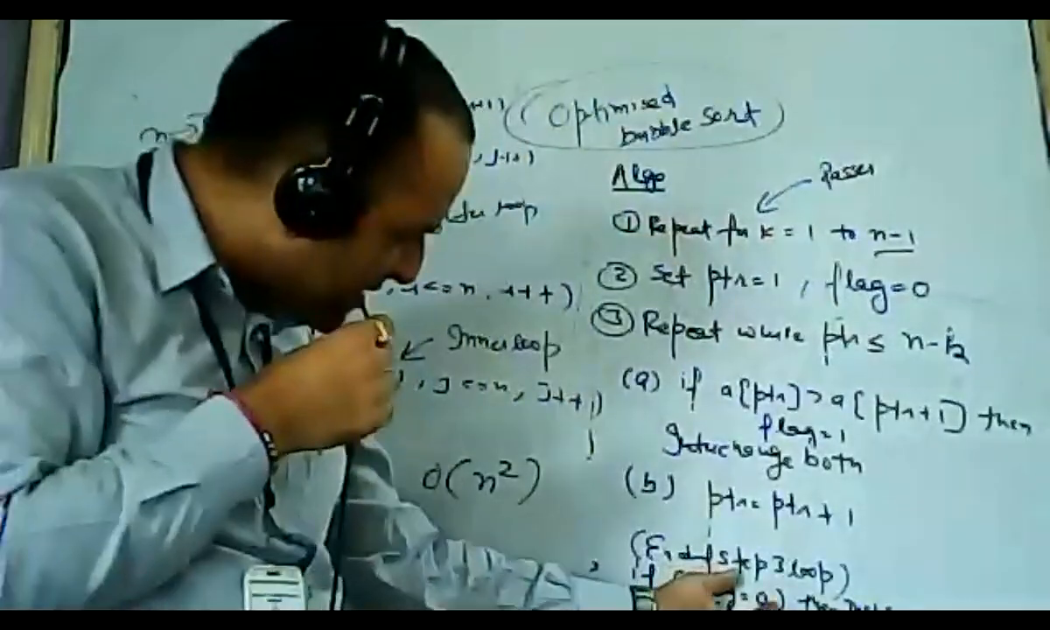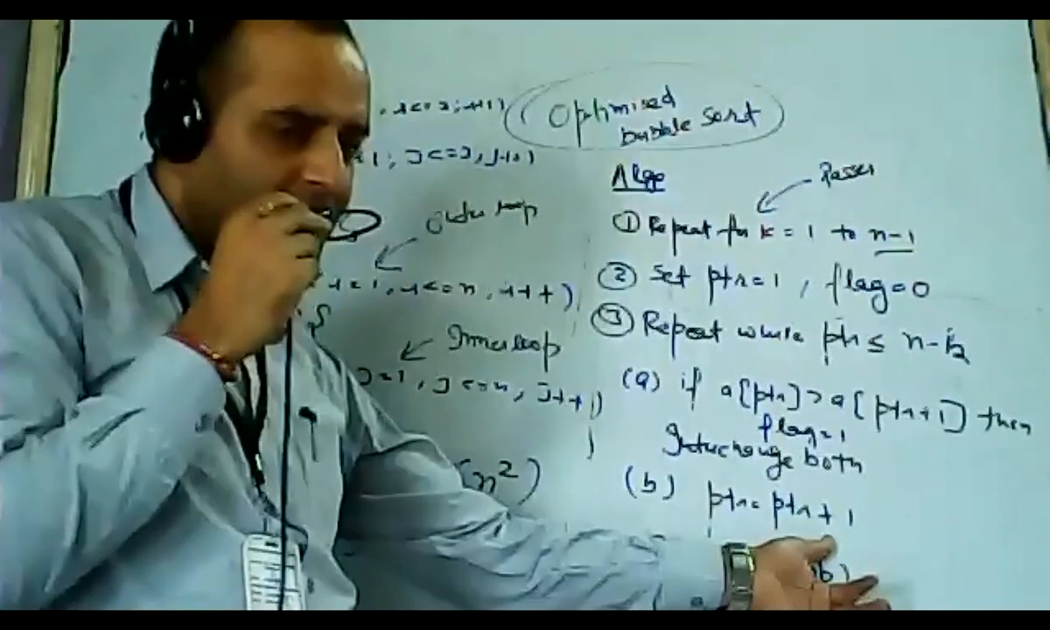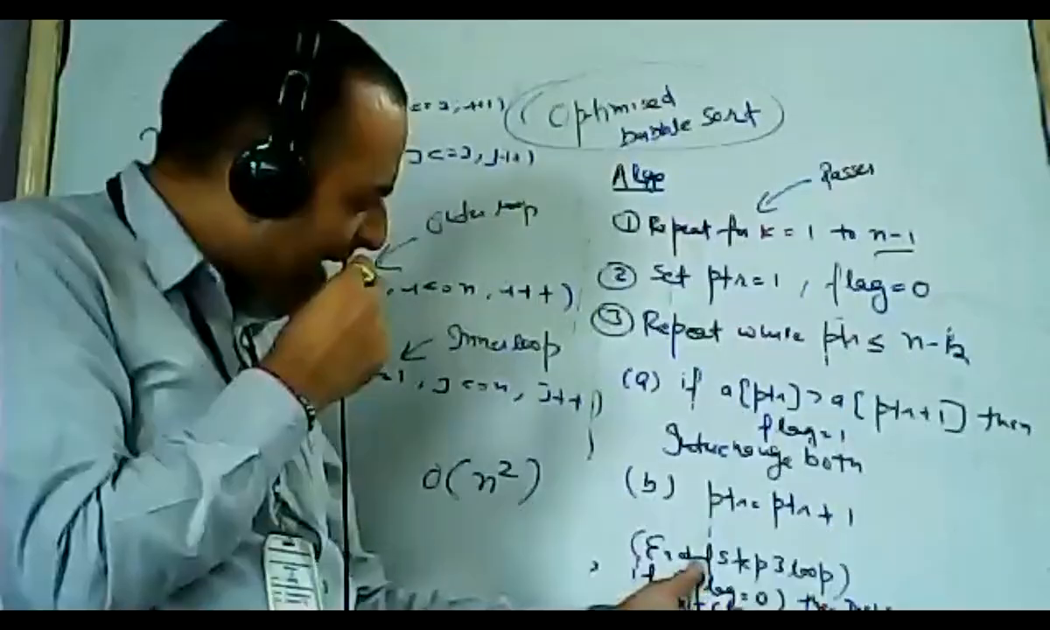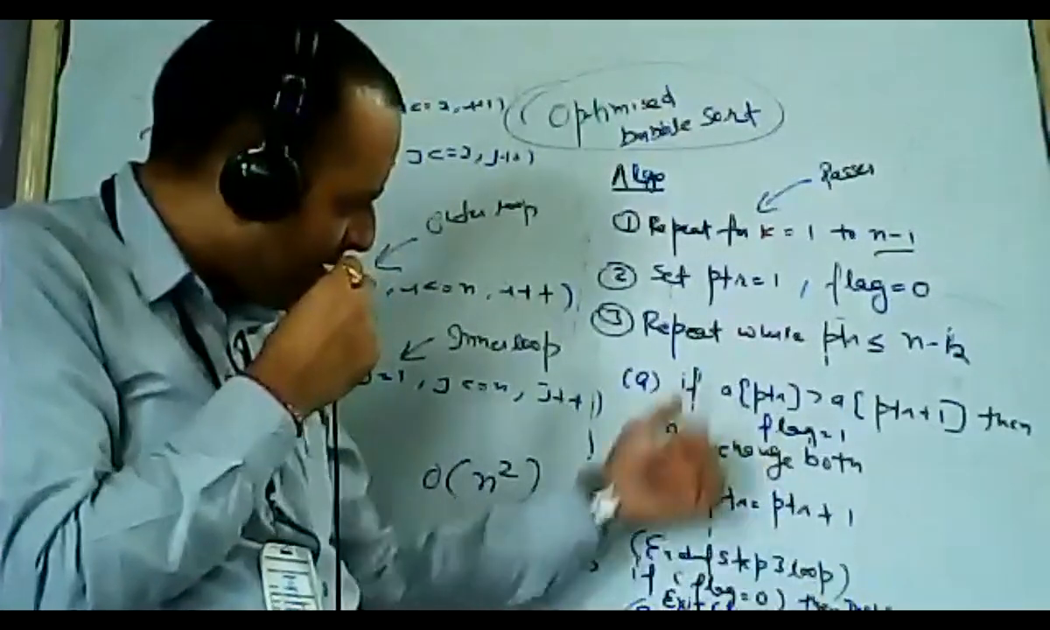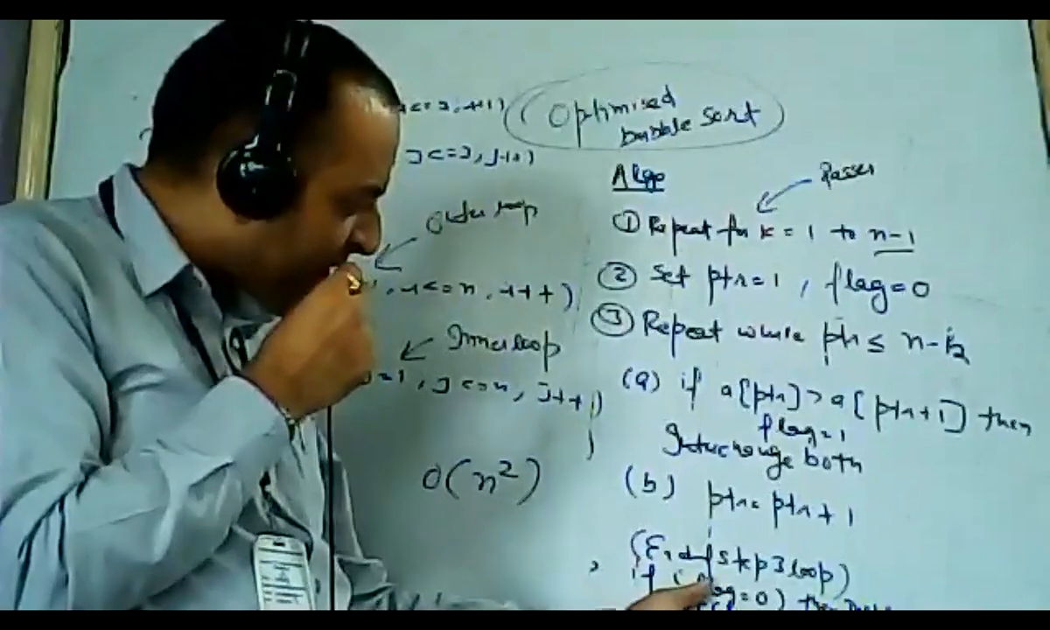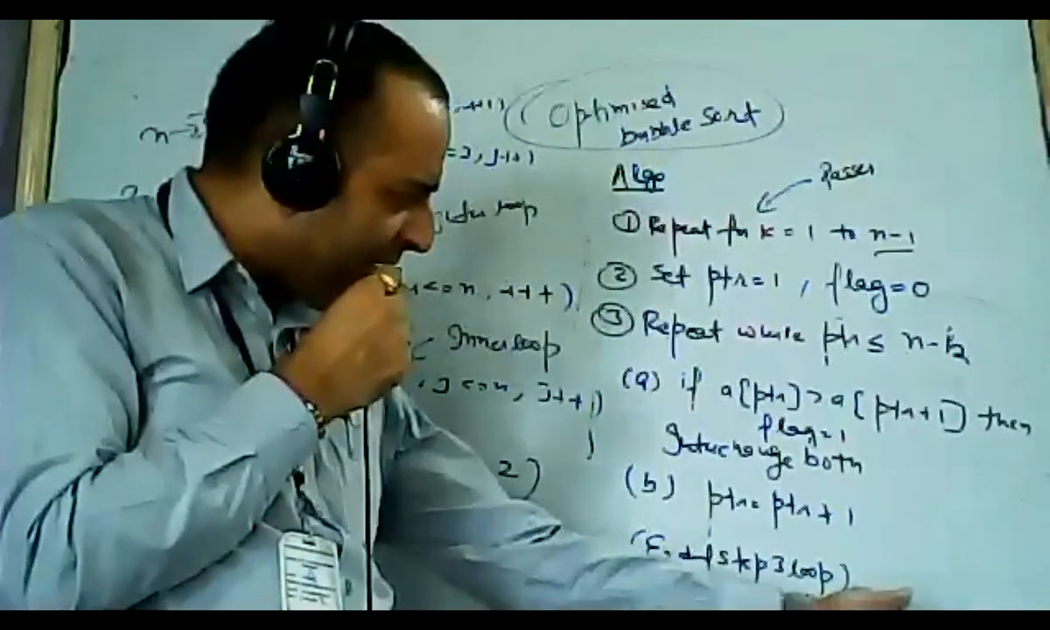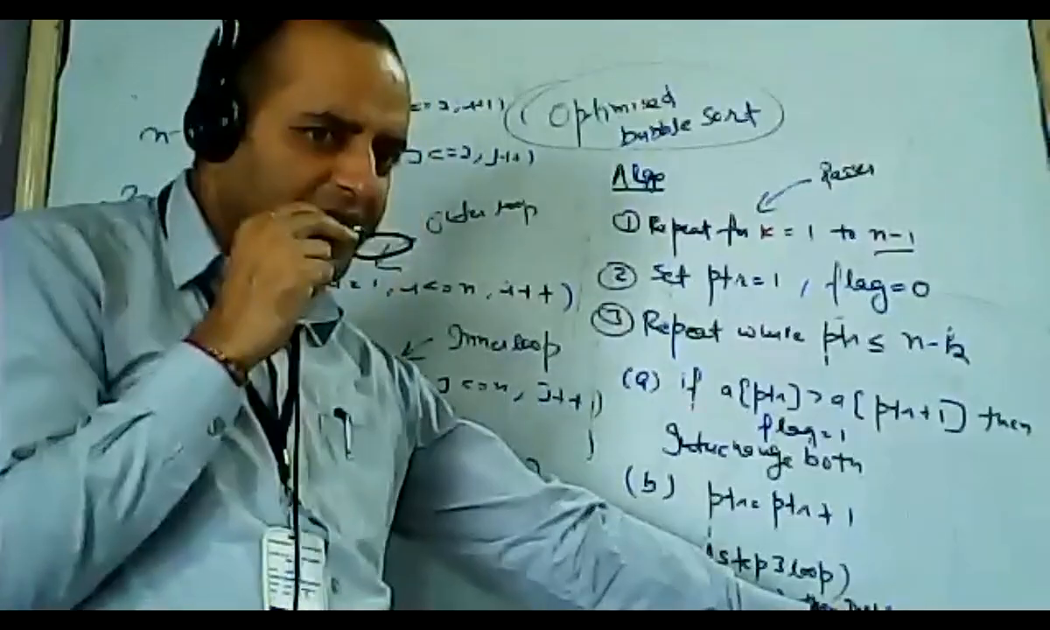Is it clear? Why is it not written at the end of the algorithm? It is not visible on the lower part. I will speak it out. End of step 3 loop, this is visible. PTR plus 1 is visible. Here it is end of step 3 loop. And here I have written, if flag is 0, then display list is already sorted and exit.